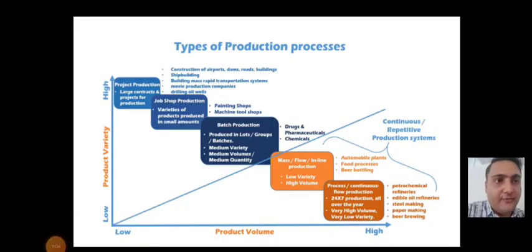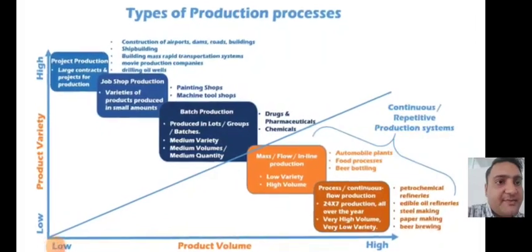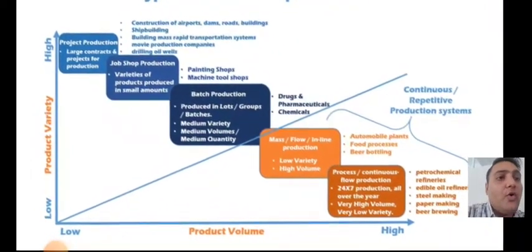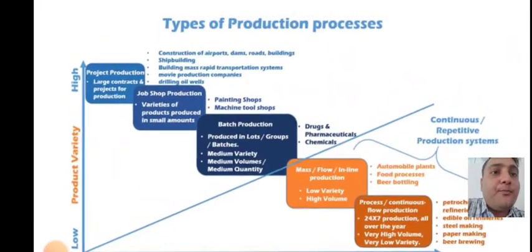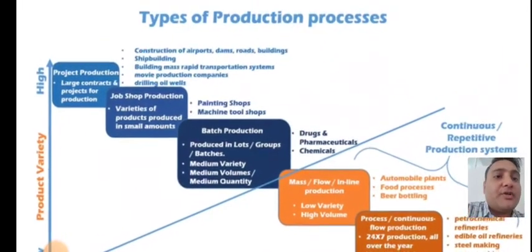Now another type of manufacturing system is mass flow or inline production, which has very low variety but high volume. It is generally observed in automobile plants, food processes and beer bottling type of business. Continuous repetitive production system. So it's a continuous production in which the same kind of products is repetitively made. Now as we cross this middle line, then we are proceeding with the batch production.